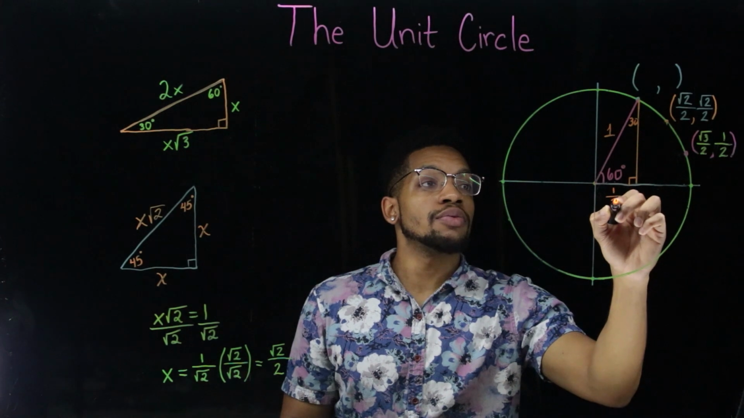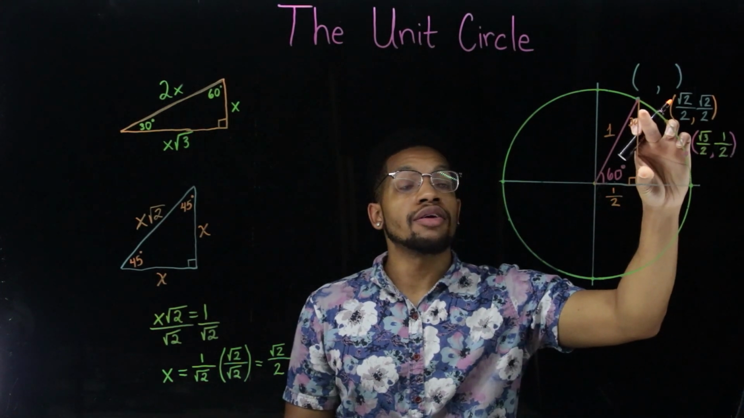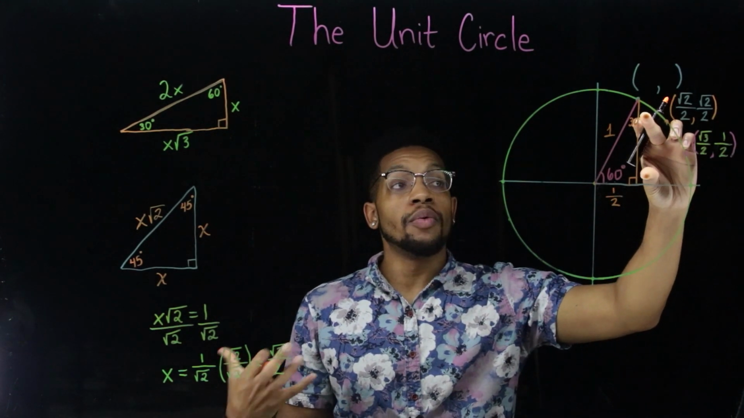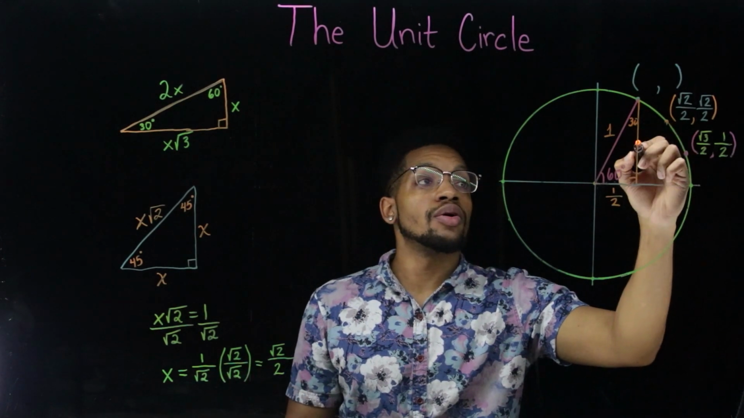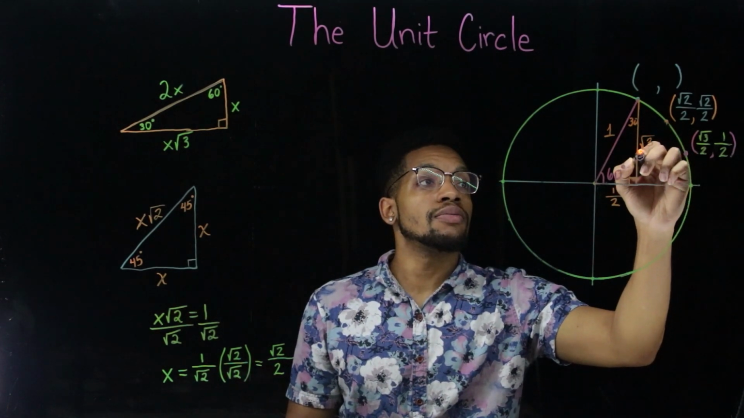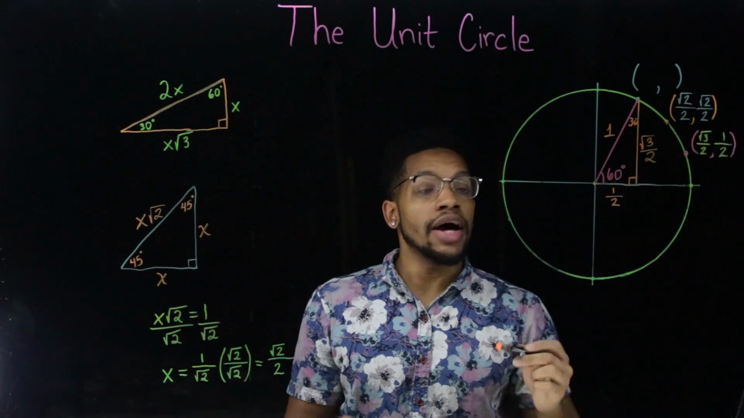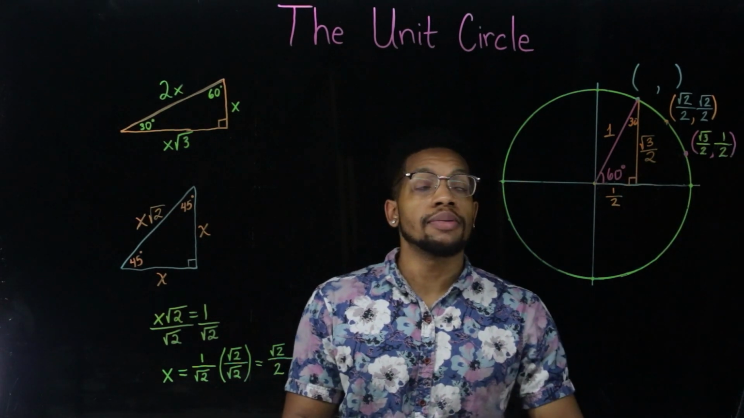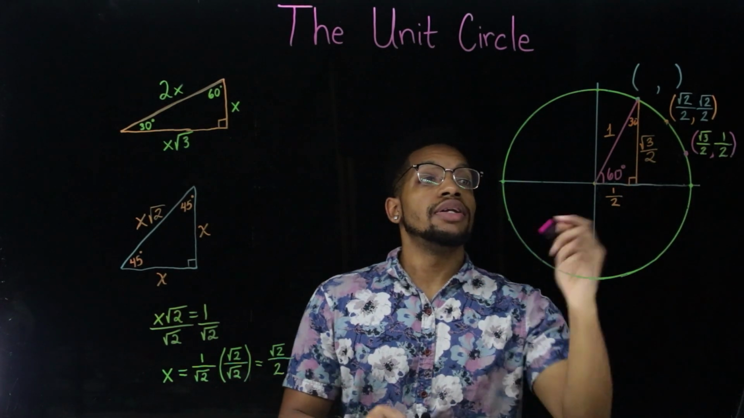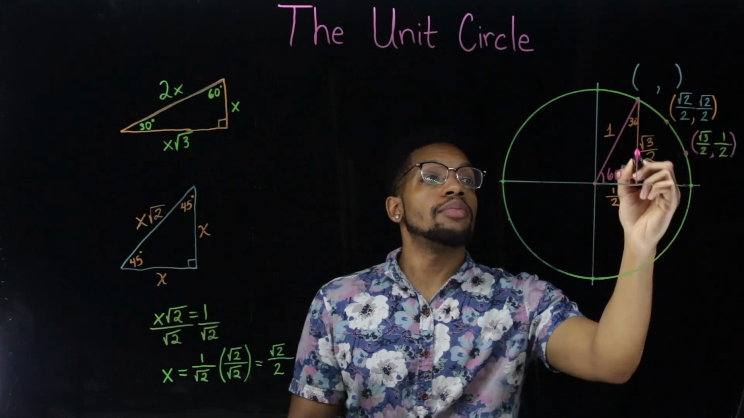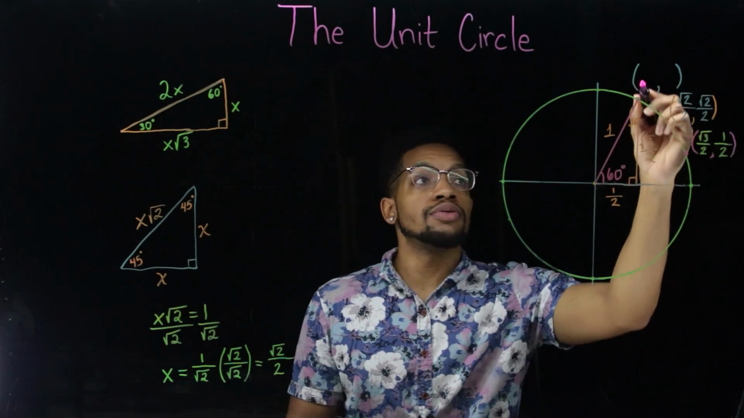So that's 1, that's 1/2, and then the side across from the 60-degree angle was 1/2 times the square root of 3, or the square root of 3 over 2. And so that's how I get my coordinates for that last point. I go over a distance of 1/2, and then I go up a distance of square root of 3 over 2.